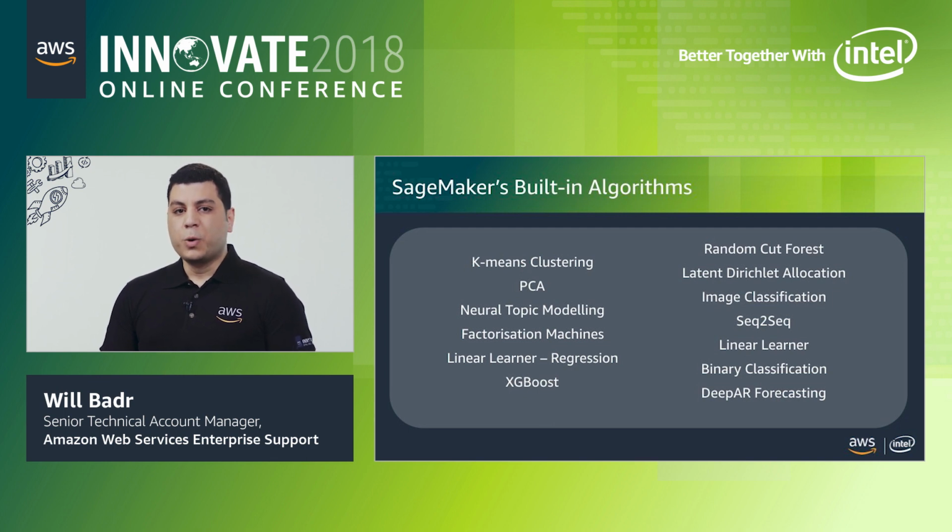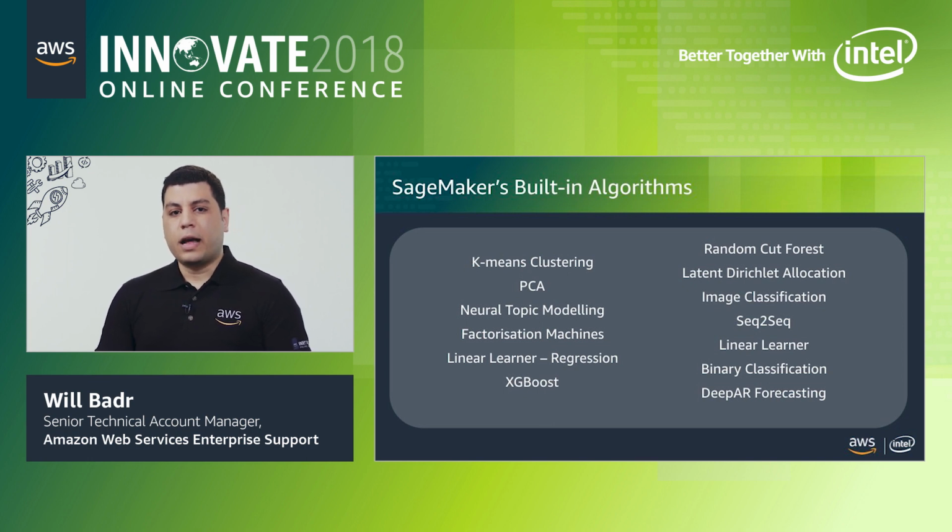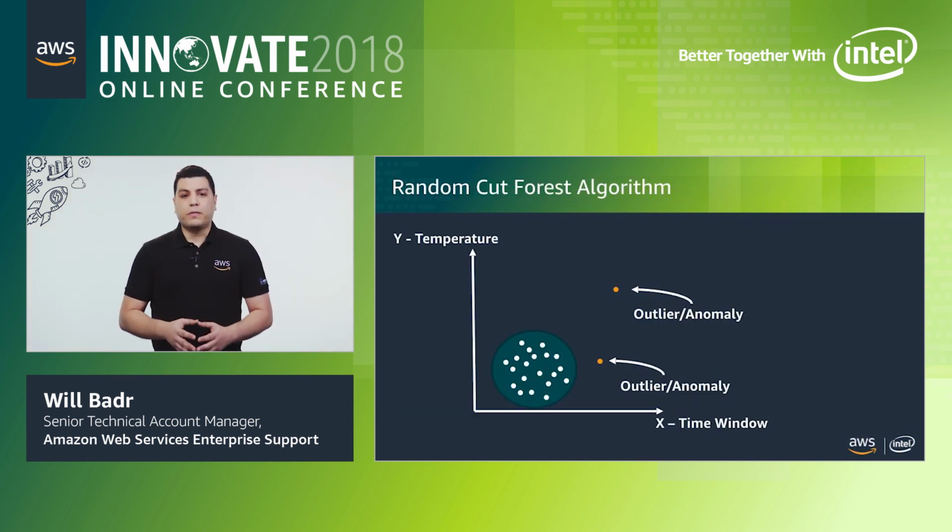But in this talk, we'll focus on the random cut forest algorithm, which we'll be using to create an anomaly detection model. Now, let me show you a high-level overview of how the algorithm works. Random cut forest is an unsupervised algorithm for detecting anomalies in numeric, high-dimensional data streams and data points. For simplicity, let's assume that we have a few data points in a two-dimensional space. We can clearly see the outlier data points in orange.